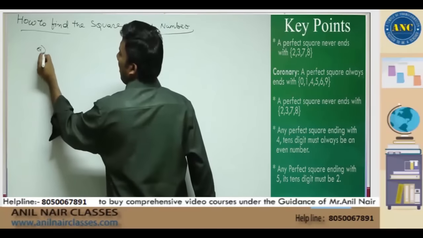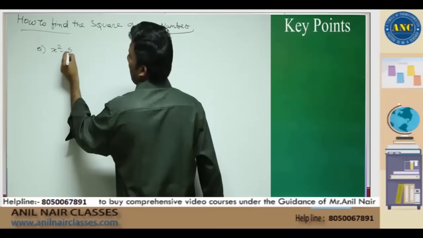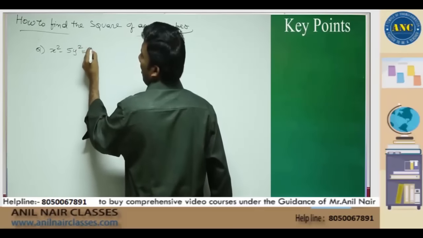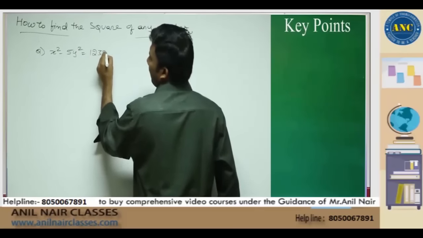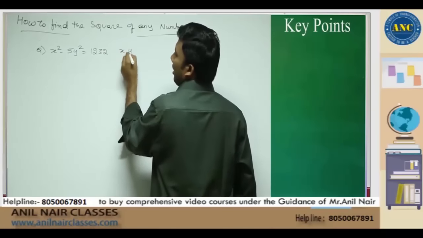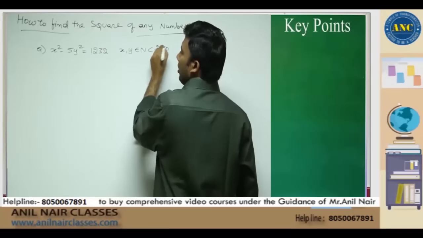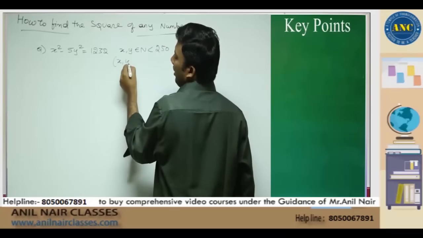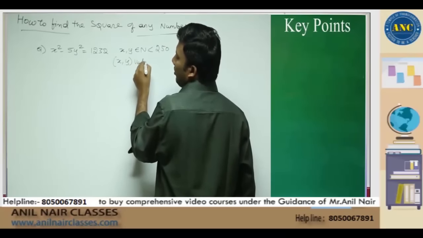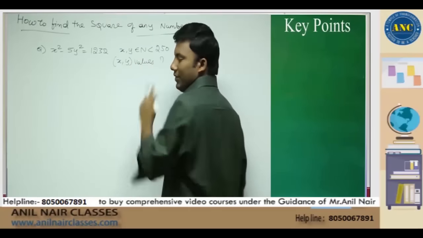X square minus 5y square equivalent to 1232. x and y are natural numbers less than 250. How many values can x and y take? This is the question.